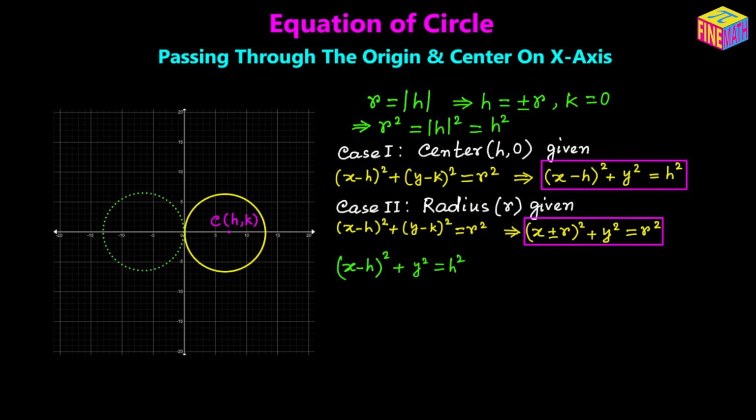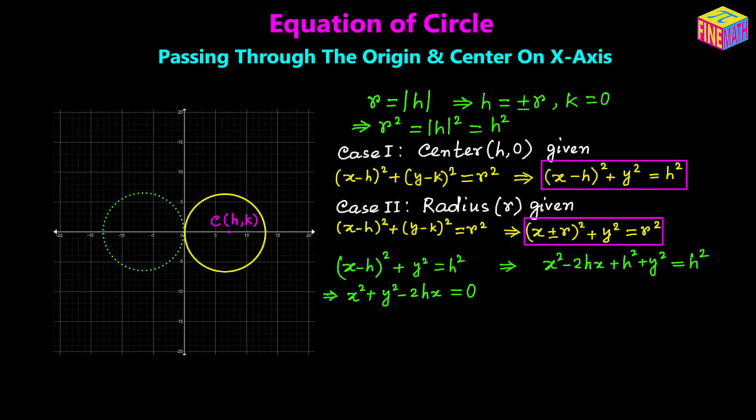Now let's take a look at the first equation, which is x minus h whole squared plus y squared is equal to h squared. If we remove the parenthesis, we can write it as x squared minus 2hx plus h squared plus y squared is equal to h squared, and the positive h squared on both sides will cancel out each other.